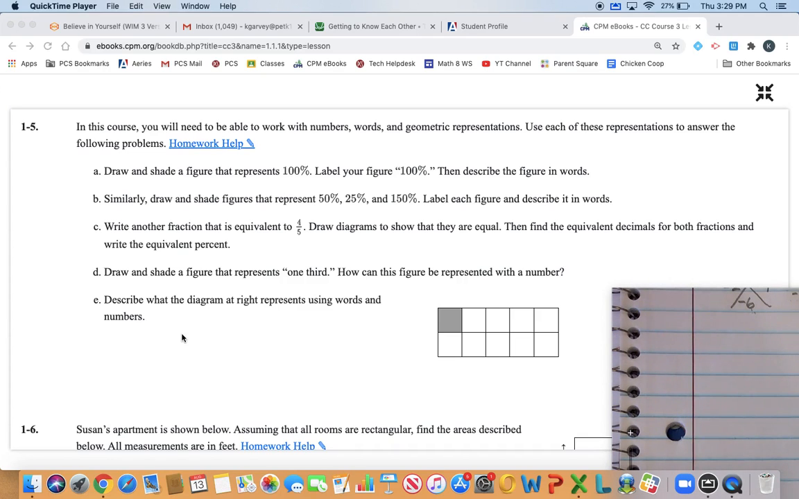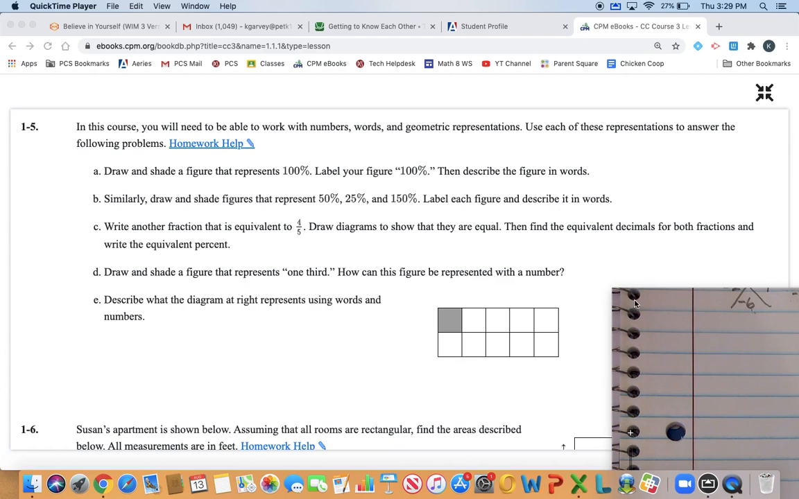Preview 1-5. In this course, you will need to be able to work with numbers, words, and geometric representations. Use each of these representations to answer the following problems. We'll start out with problem A. Draw and shade a figure that represents 100%. Label your figure 100%, then describe the figure in words.